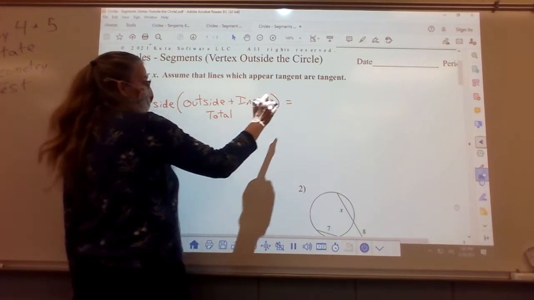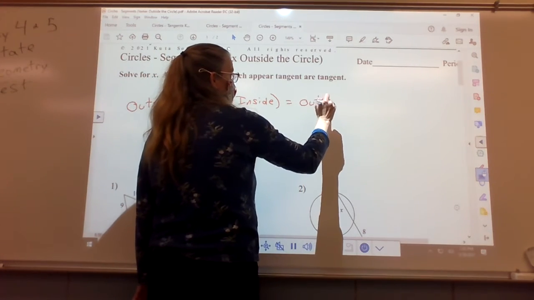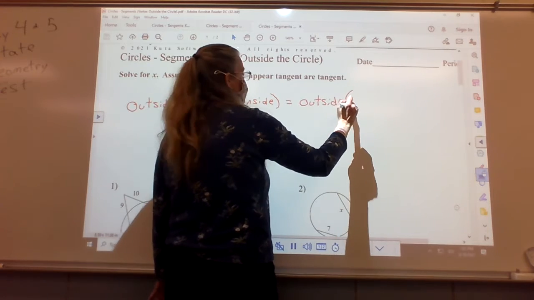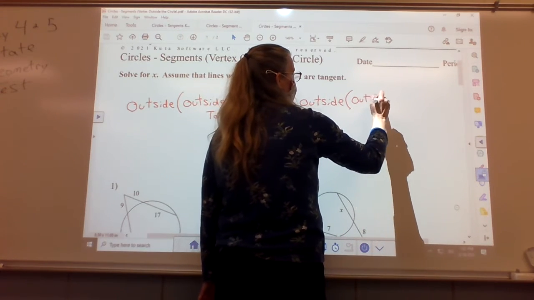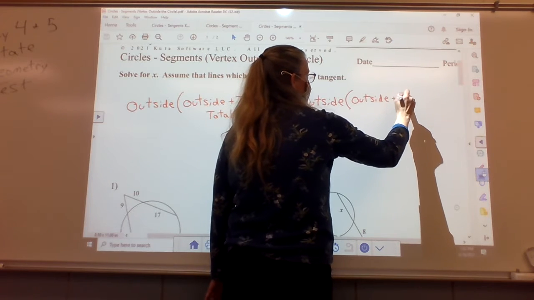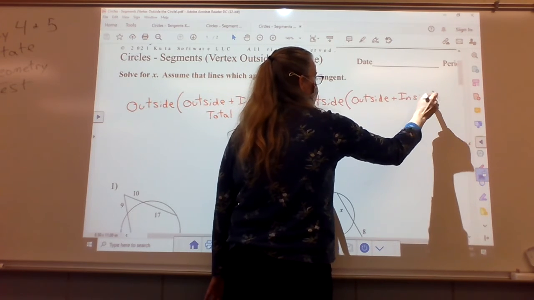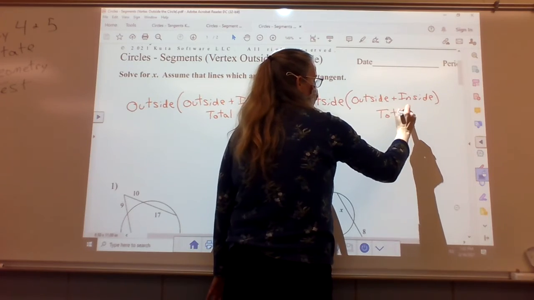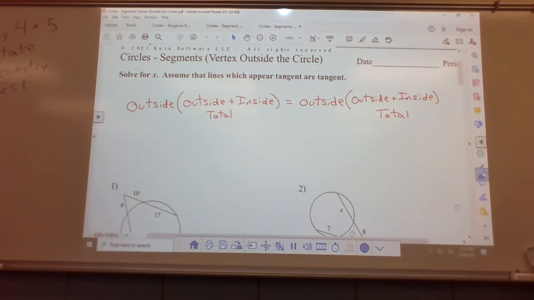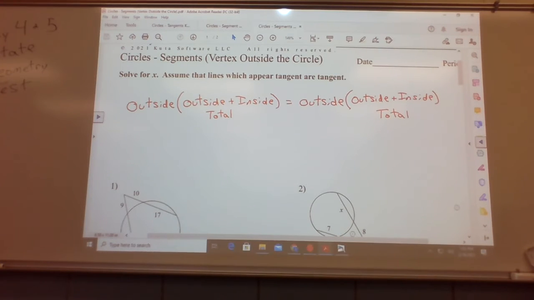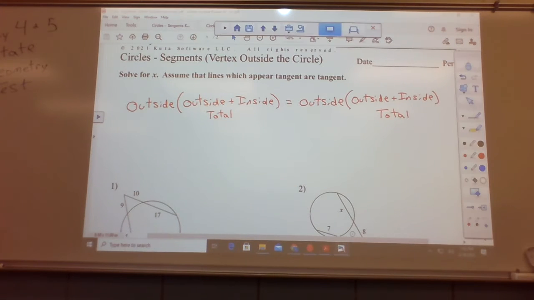The other side says the same thing. Outside, and then outside plus inside. And again, underneath there, I'm going to put total. And then we'll move to some problems so you can actually see what that all means. Everybody good?